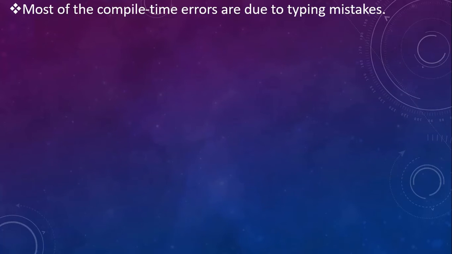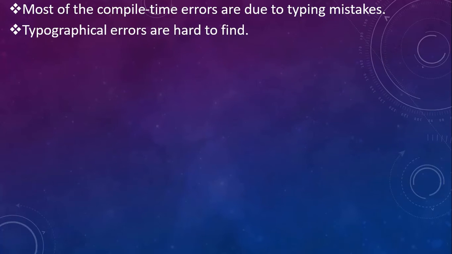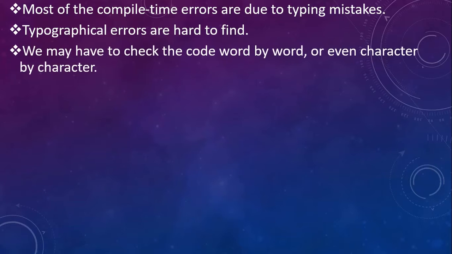Most of the compile time errors are due to our typing mistakes. Typographical errors are very hard to find if the code is very big. We may have to check the code word by word or even character by character, especially in Java where the keywords are very big. And if you are using something like Notepad to type your code, it will be very difficult for you to find out the compile time errors unless you are using some IDE where there is a color code.